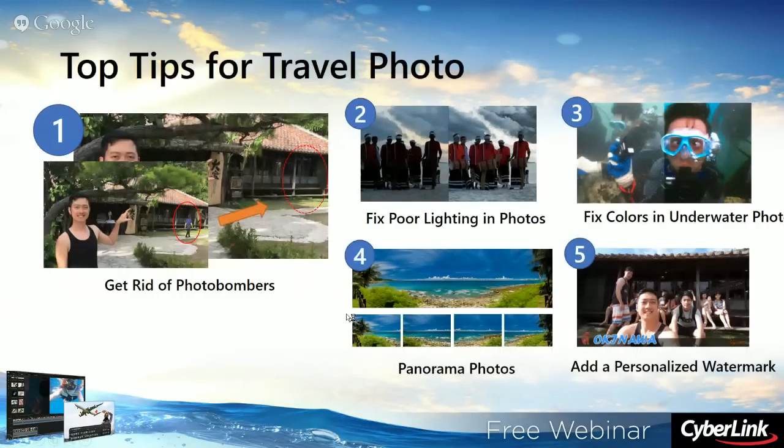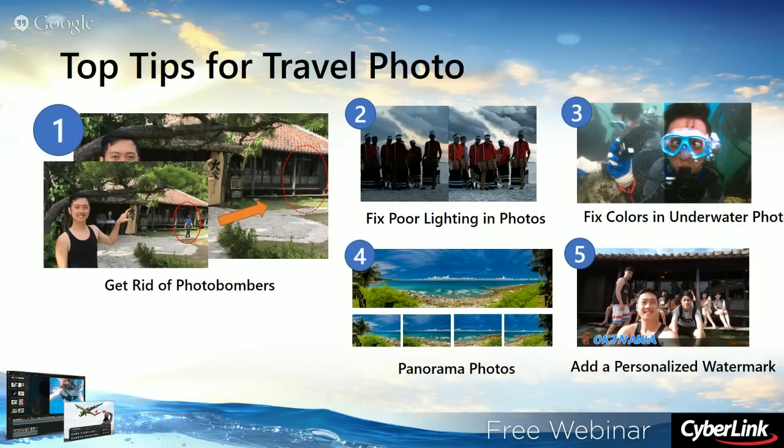Here are 5 tips we give you. The first one is getting rid of photo bombers, someone who jumps into your photo and you want to eliminate them. You can use a tool like PhotoDirector to get rid of them. The second one is to fix the poor lighting in your photos. Sometimes when you're taking photos, the lighting condition isn't that good, just like when we're taking video, so you can also fix these photos with a photo editing tool. The third one is to fix underwater photos. Again, we want to make the color look brighter with higher saturation.